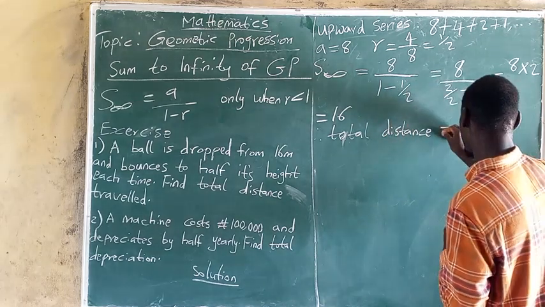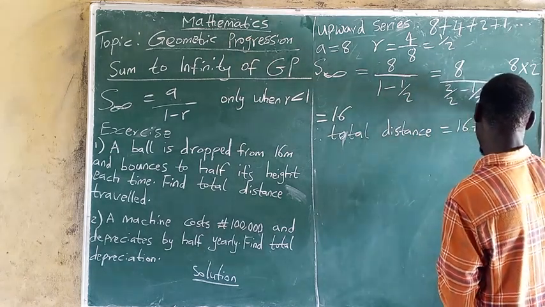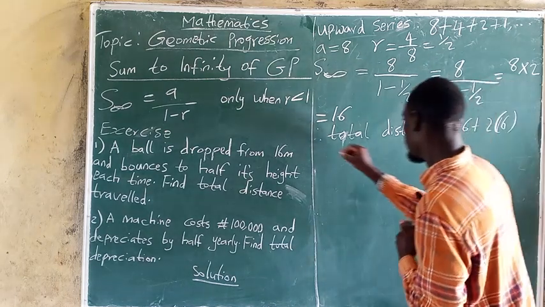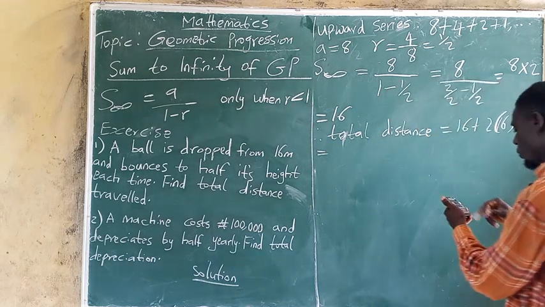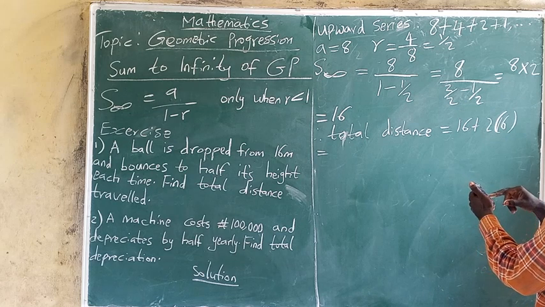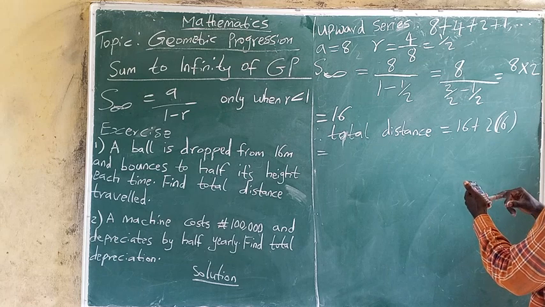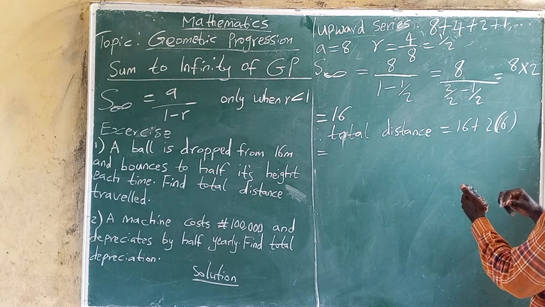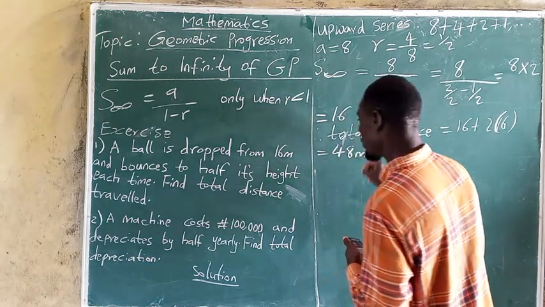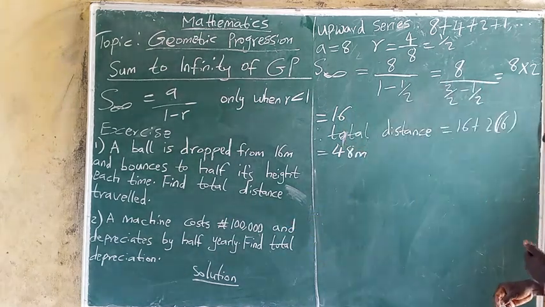Now, the total distance is equal to this 16 plus twice the 16. 16 times 2 will give you 32, plus 16 will give you 48 meter. 48 meter. So this is the total distance traveled. Okay?